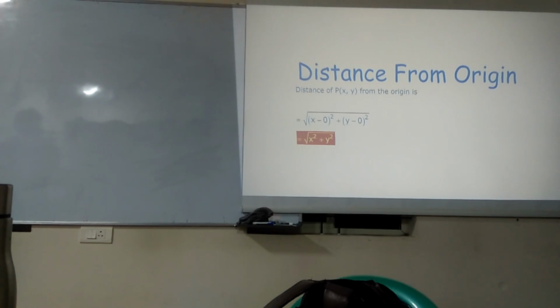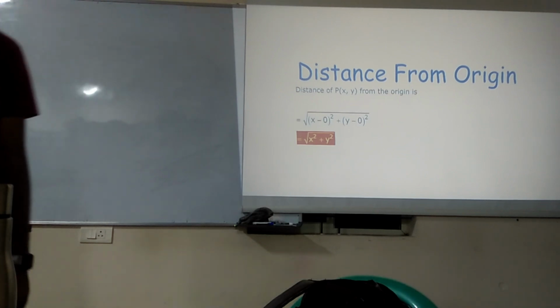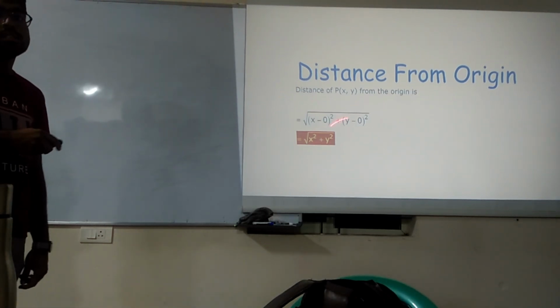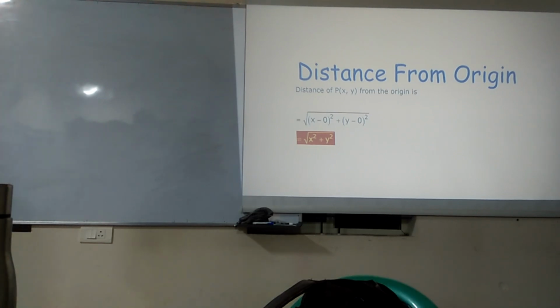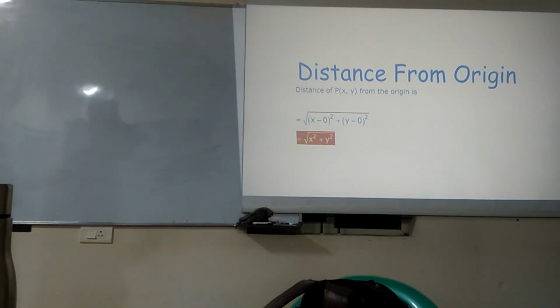Root of x2 minus x1 the whole square plus y2 minus y1 the whole square. Clear? If the point is at the origin, the distance formula is given as root of x square plus y square.